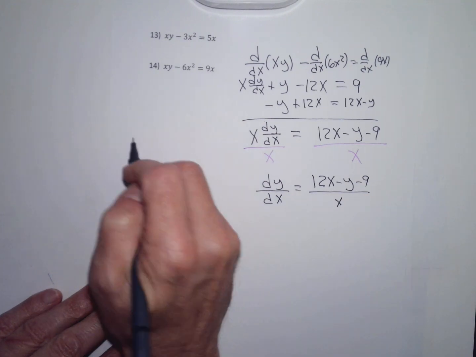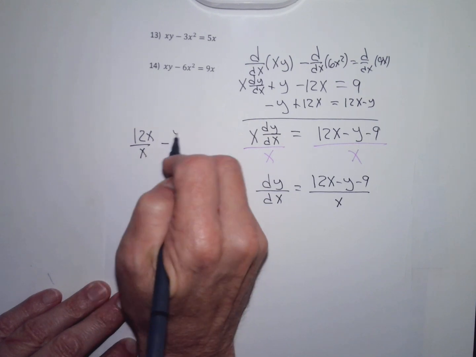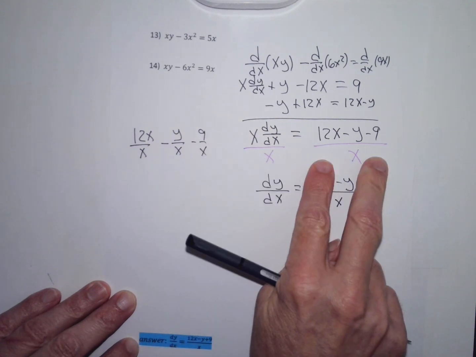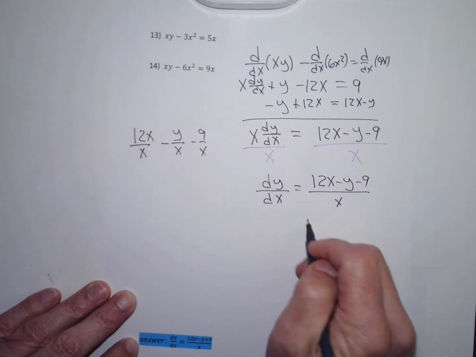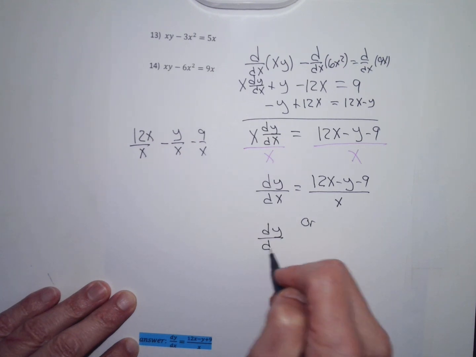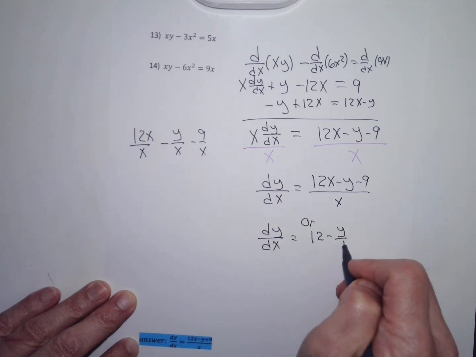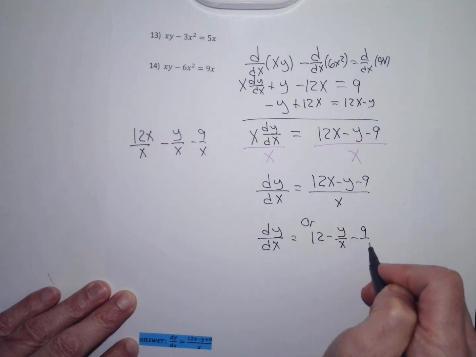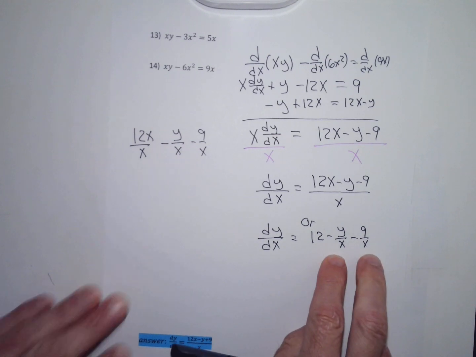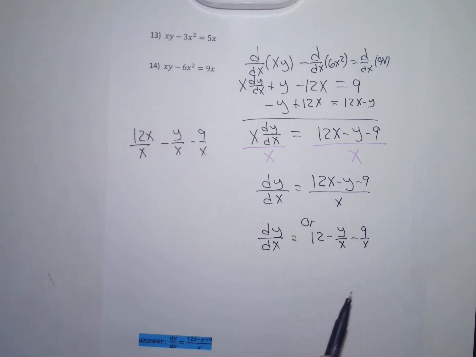The alternative, I could have done 12x over x minus y over x minus 9 over x and made 3 individual fractions as opposed to the big fraction. And if I did that, the first fraction would reduce. An equally correct answer would say 12 minus y over x minus 9 over x. I couldn't just reduce the x in the big fraction because the x needs to stay under the y and the 9, but I could make individual fractions if you care to. They're both equally correct.